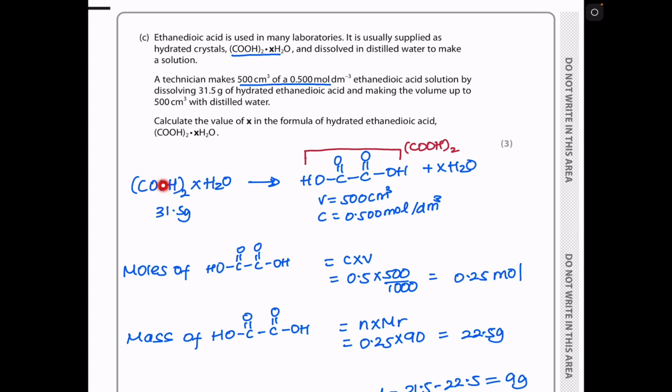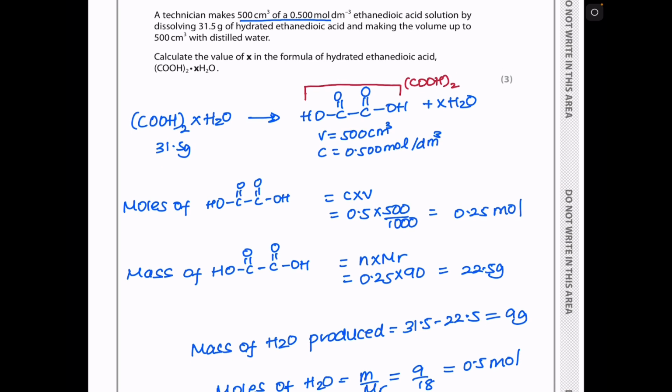So here I try to write the equation. If we have this hydrated sample and all the water is removed, we're going to get the ethanedioic acid as well as the water. Here we will have X. So we're given the volume as well as the concentration of ethanedioic acid and the mass of the initial sample. So the moles of ethanedioic acid that would be produced is going to be concentration times volume, which is 0.5 times 500 divided by 1,000, giving us that as the moles of the ethanedioic acid.